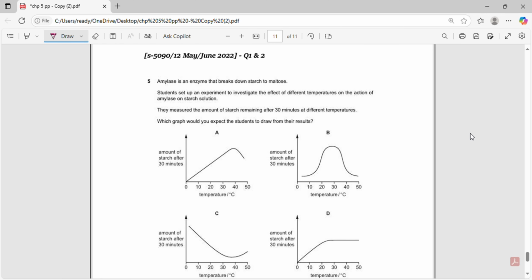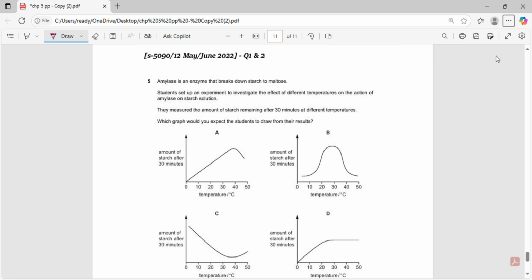Alright, so then we have another MCQ, and this is a tricky one. It says, amylase is an enzyme that breaks down starch to maltose. Students set up an experiment to investigate the effect of different temperatures on the action of amylase on starch solution. Then they measured the amount of starch remaining after 30 minutes at different temperatures. Which graph would you expect the students to draw from their results?